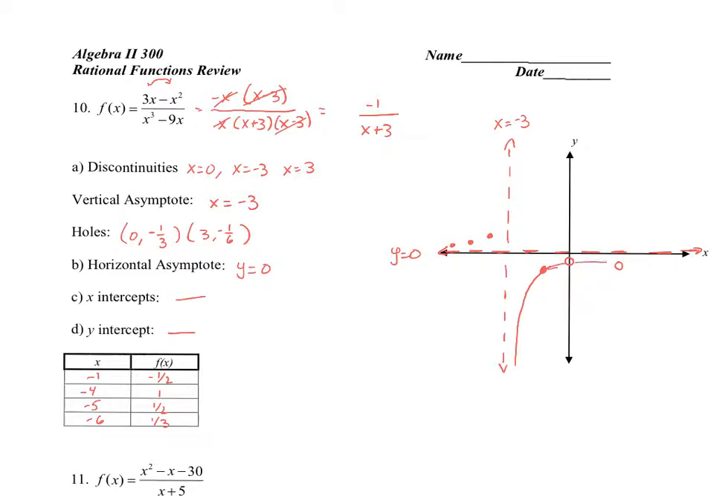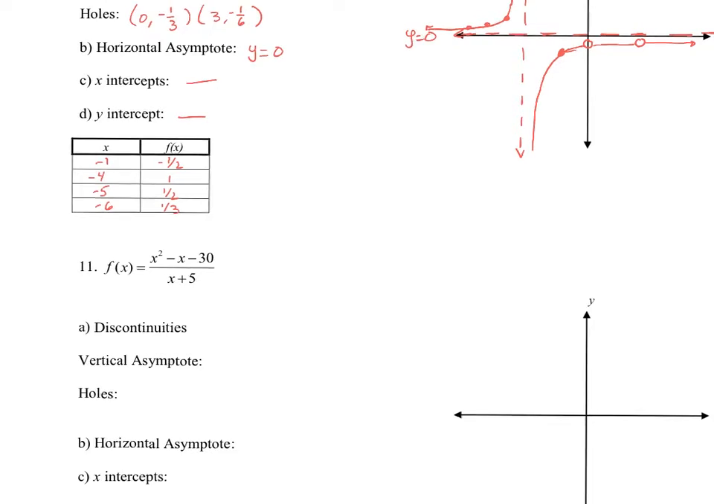Okay, this hole should be a little bit higher up than the previous ones. Let me fix that up. Okay, let's make that a little bit higher up so it's a little bit more realistic. And then on the left side of my vertical asymptote, we can see that it curves down here. Okay, and it'll approach those asymptotes but never touch. Okay, very good. Let's move on to the last example, number 11.